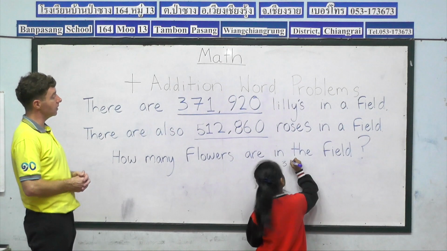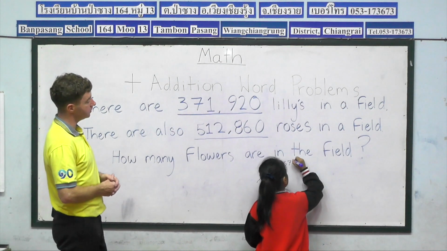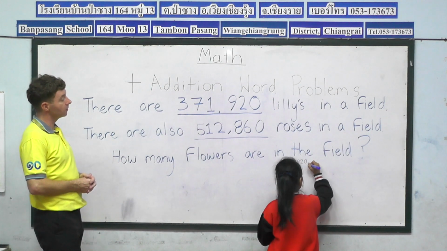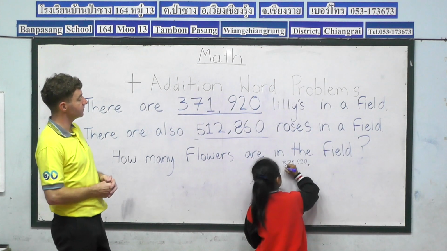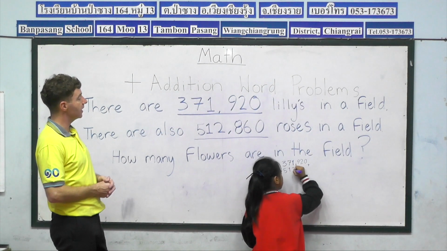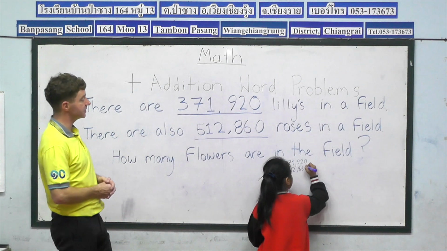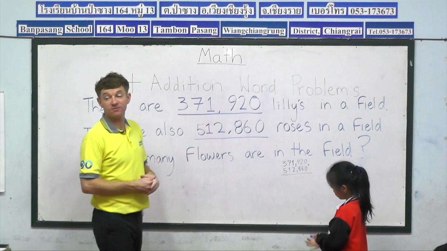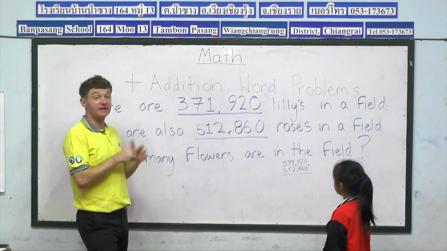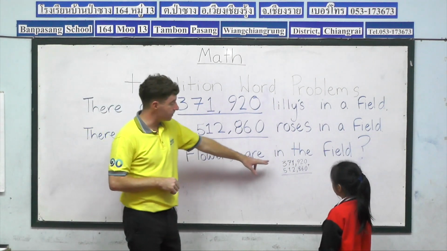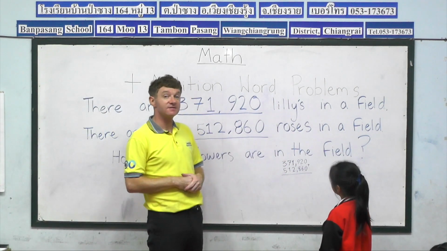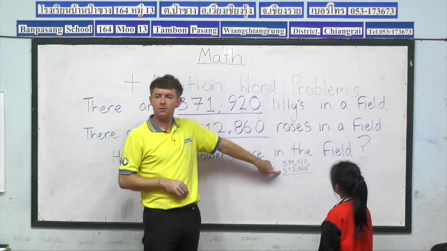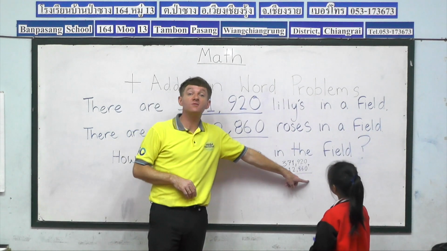Excellent. 371,920 plus 512,860. Excellent, Prau. So you can see both numbers have how many digits? 6 digits. So not worrying too much about place value because they're both 6-digit numbers. So where do we start, guys? Do we start with the 100,000s? No, we start always with the ones.